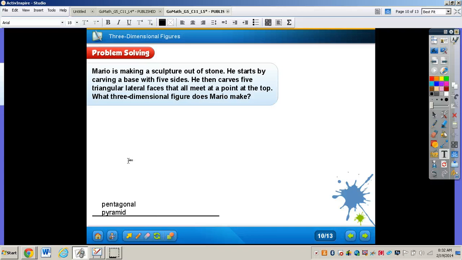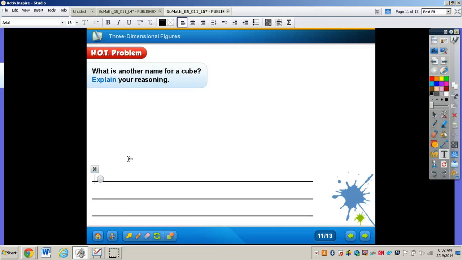So a pentagonal pyramid. I want you to solve this hot problem all by yourself at your seats, and when you press play, I'll have the answer for you. The answer would be a rectangular prism. The reason why this could be the case is the base shape and the lateral faces are squares, which can also be classified as rectangles.